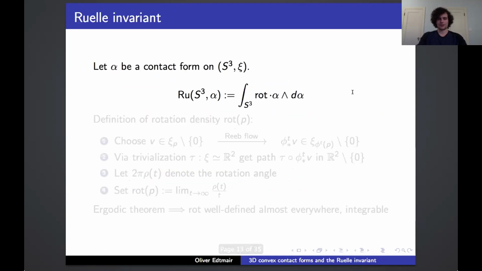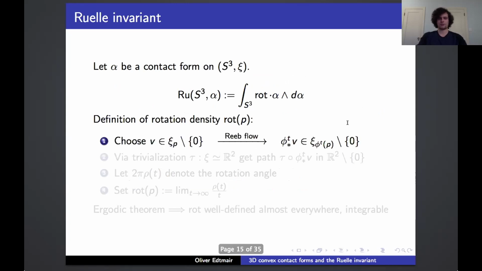Okay, so here's a brief overview of how to define the Ruelle invariant. So we take a contact form, alpha, and the Ruelle invariant is defined to be the integral of some rotation density, rot, with respect to the contact volume form. Now this rotation density is defined as follows. So I pick a point P in the three-sphere. Step one is to choose a non-zero vector in the contact plane at that point. Now with the Reeb flow, I can transport that along the Reeb trajectory through the point. I get a vector field along that trajectory.